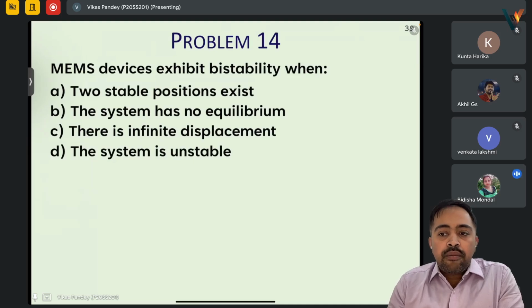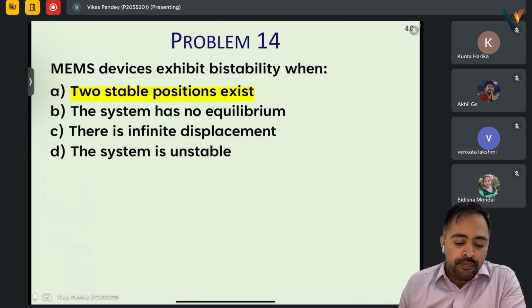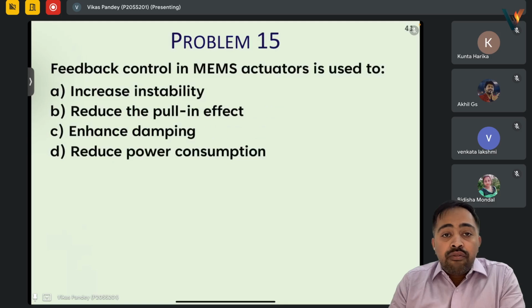Yes, anyone? Two stable positions. Two stable positions, that is A. Okay. Feedback in feedback control in MEMS actuator is used to.